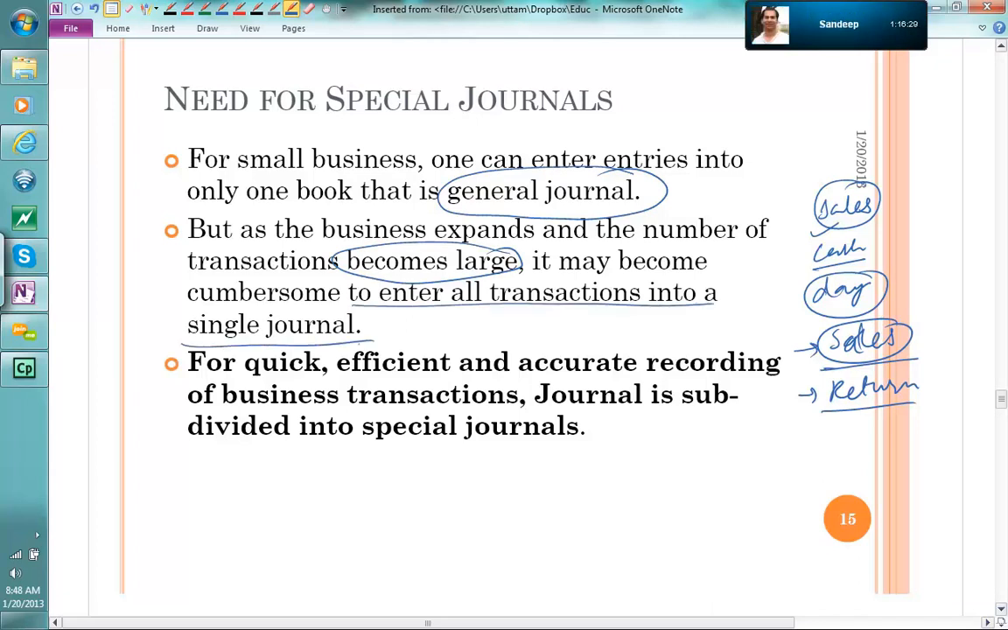Suppose you have 2000 or 3000 entries, and one person, how do we divide the labor? All these processes have evolved over time as per the need of the business, to simplify it. So whatever Prem sir was talking about in the beginning, from that perspective, the processes evolved over time for better efficiency, better auditing, better accuracy, division of labor, all those things. So for quick, efficient and accurate recording of business transactions, the journal is subdivided into special journals.